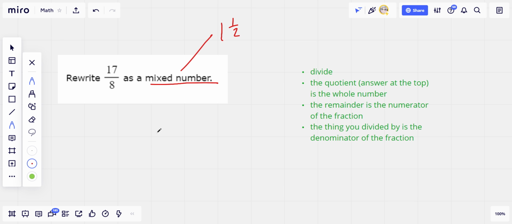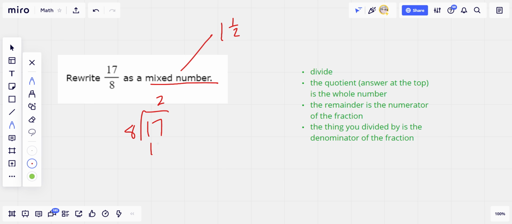There are a couple different ways you might approach this. I think the most foolproof method is actually to divide. Remember, any fraction is a division problem. So we can take 17 and divide it by 8. The first question I'm going to ask myself is how many 8s go into 1? Well, none. How many 8s go into 17? Well, 2 times 8 is 16, so I think 2 is the place to start.